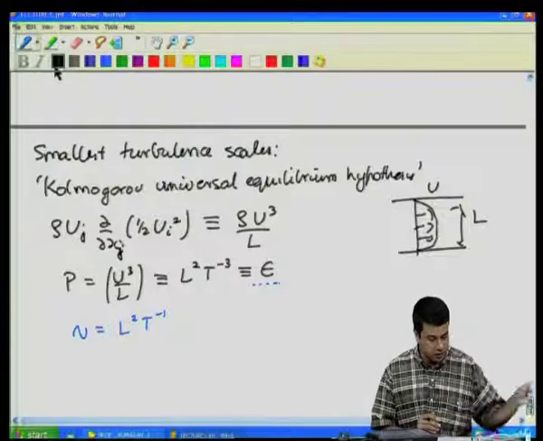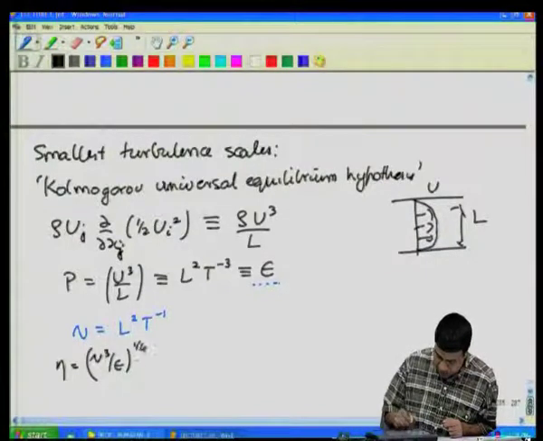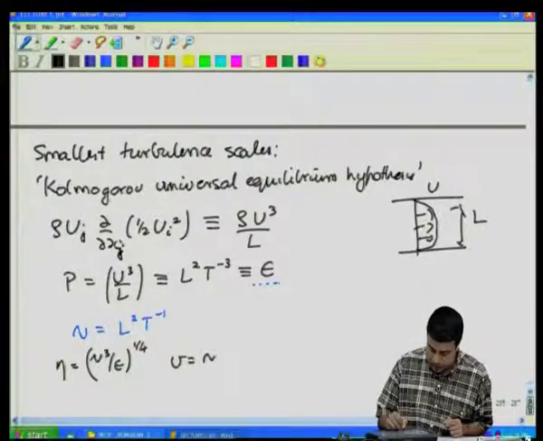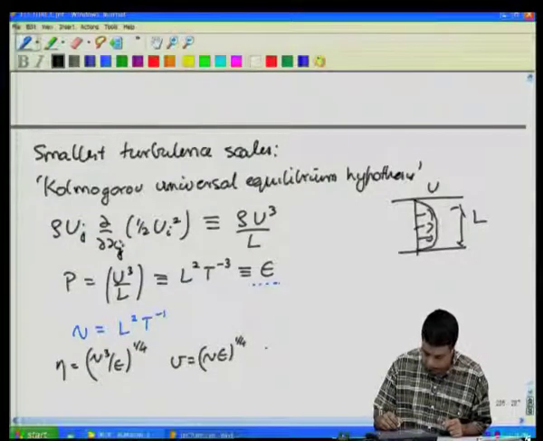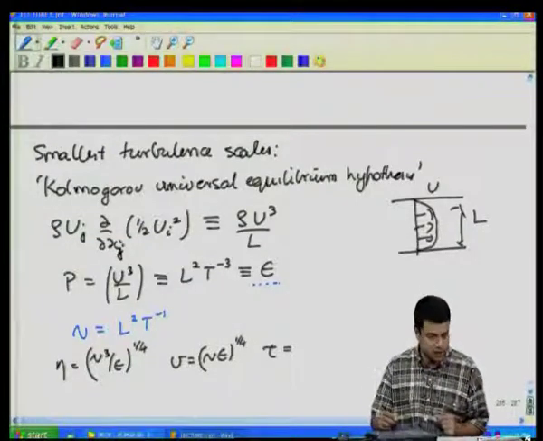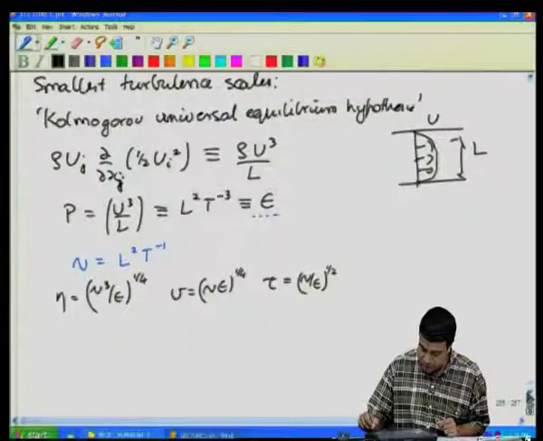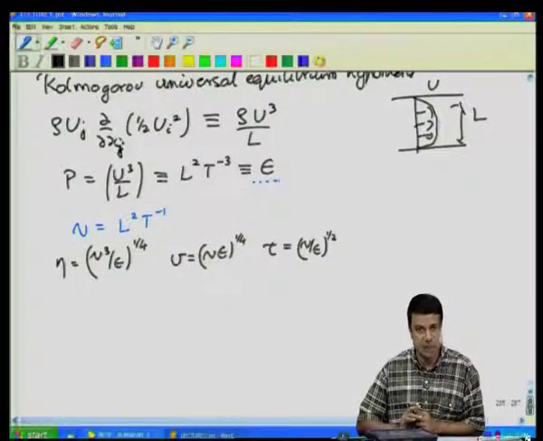If I have to get a length scale from epsilon and nu, the only way is to write eta equal to nu cubed by epsilon power 1/4. The velocity scale v for the smallest scales is nu epsilon power 1/4. And the time scale tau for the smallest scales is nu by epsilon power half. You can easily verify that these produce a length, a velocity and a time scale.